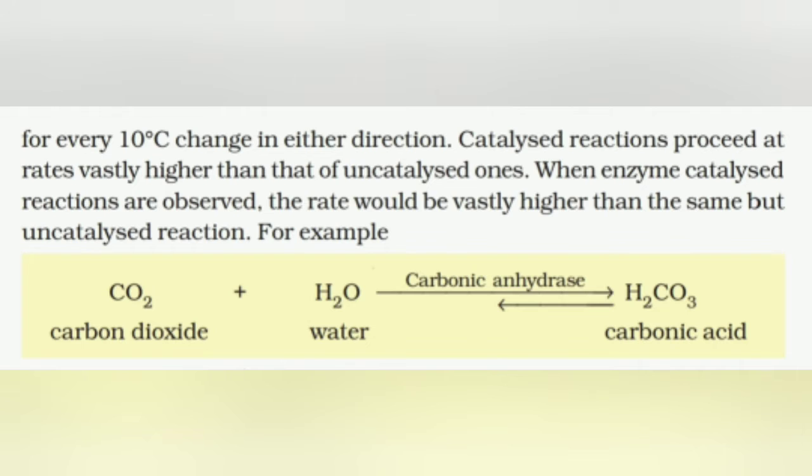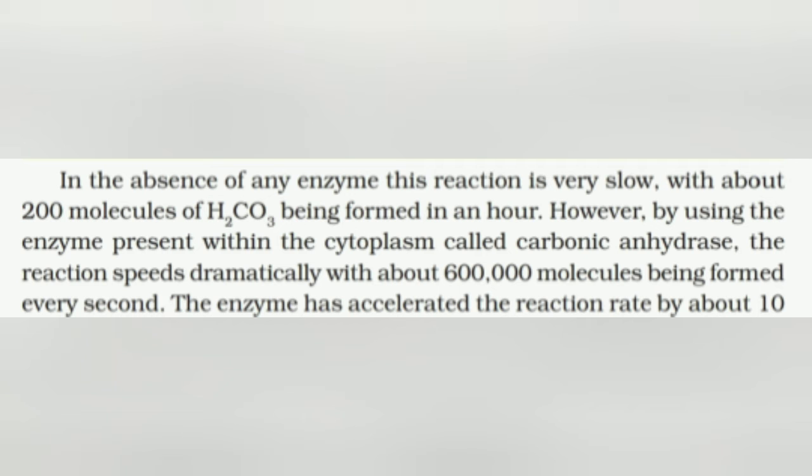Catalyzed reactions proceed at rates vastly higher than uncatalyzed ones, and that is the need of a catalyst. When enzyme catalyzed reactions are observed, the rate is vastly higher than the same but uncatalyzed reaction. For example, carbon dioxide plus water, in the presence of carbonic anhydrase, is reversible, as carbonic acid breaks down into water and carbon dioxide. In the absence of any enzyme, this reaction is very slow, with about 200 molecules of carbonic acid being formed in an hour.